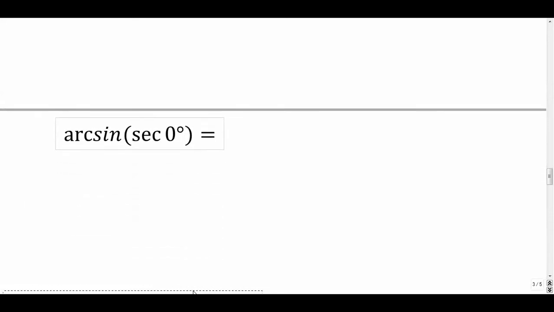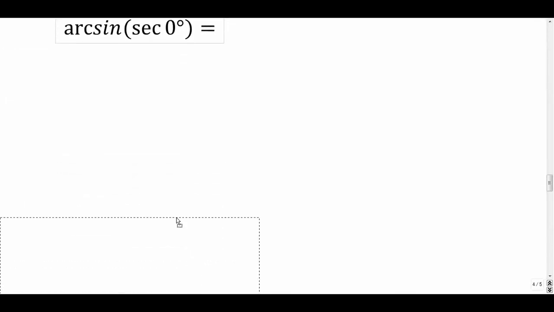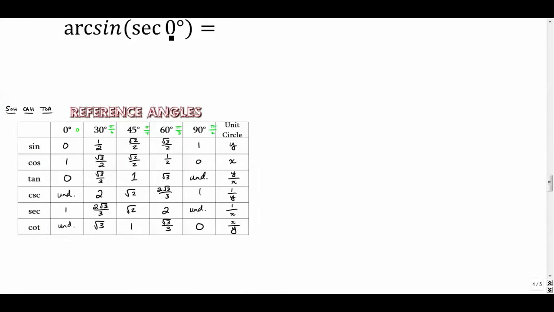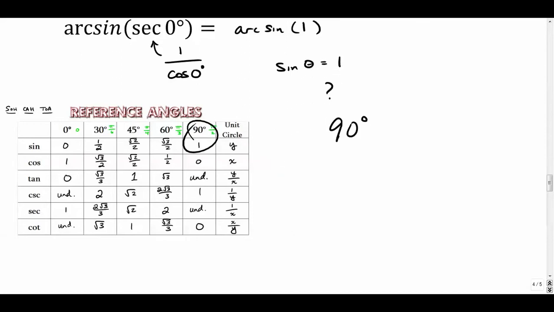All right, this time I'm going to give you a degree. I need to find the secant of 0 degrees. Secant of 0 degrees is 1 over the cosine of 0 degrees. Cosine of 0 degrees is 1, so the secant of 0 degrees is 1. I want the arc sine of 1. So the sine of what angle is equal to 1? Well, that answer is over here. It's 90 degrees. And that's your answer.